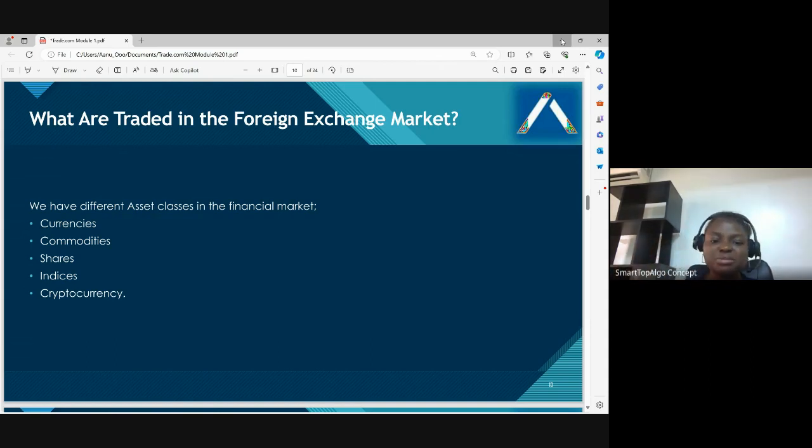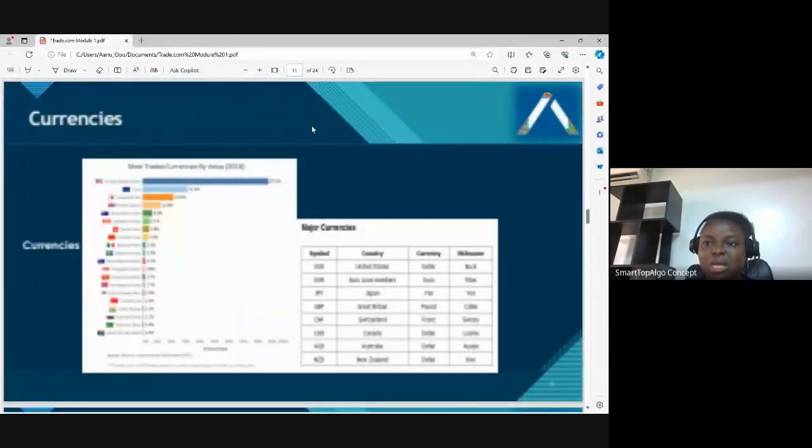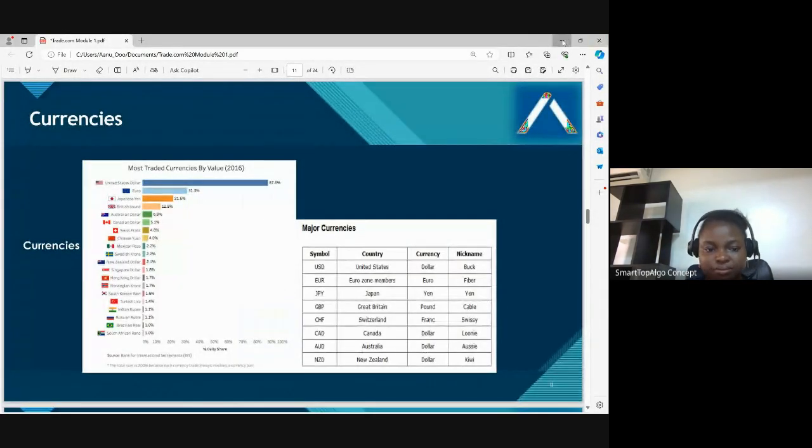Now, this is the same thing. So when we talk about financial markets, there are different asset classes that can be traded. We have currency, commodities, shares, indices, cryptocurrency. All these are different asset classes. Now let's look at currency. Now, these are different countries' currencies. Can you see it? It's a chart on different currencies.